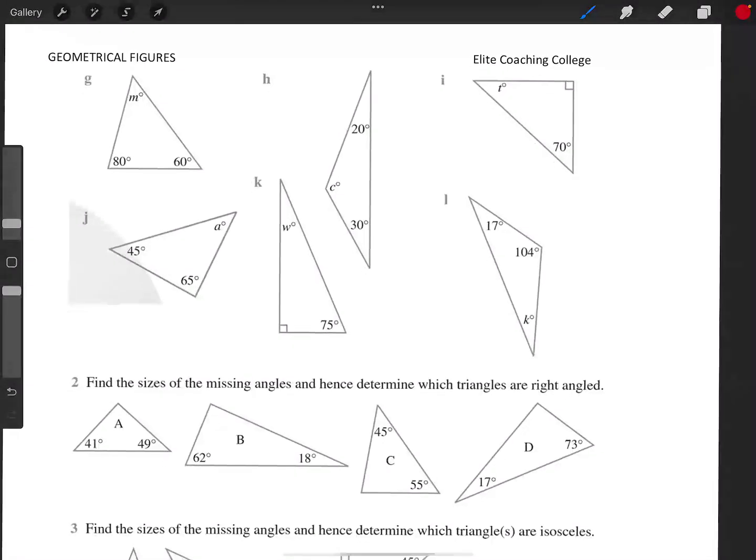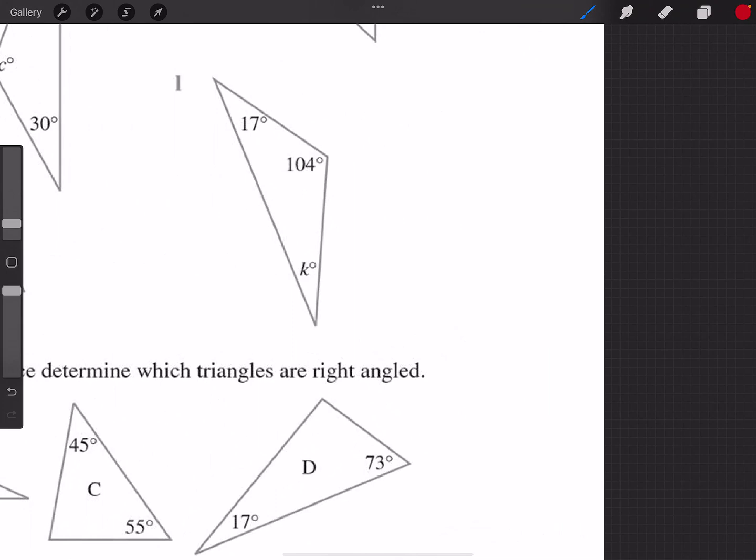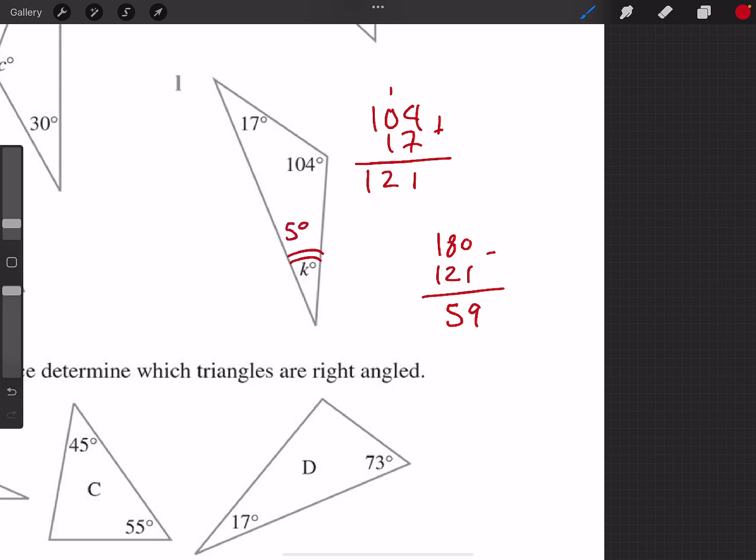Okay, so that continues onto this page as well. I'll do maybe the last one. Okay, so we've got 17 plus 104. 104 plus 17. This will be 121. Now we do 180 take away 121, and that will be equal to 59 degrees. So this must be 59 degrees.